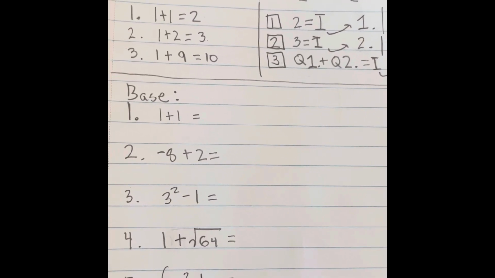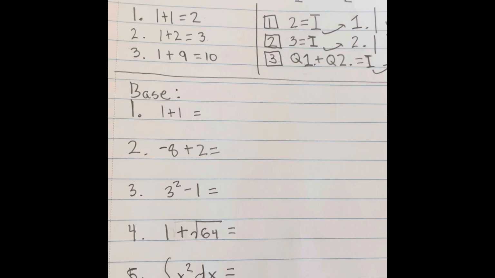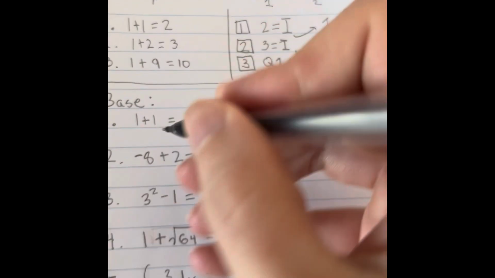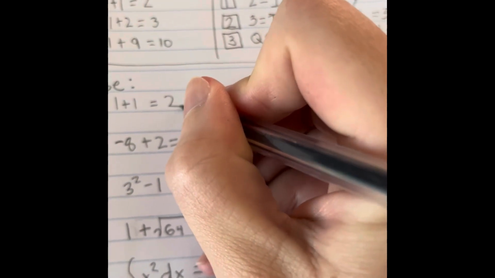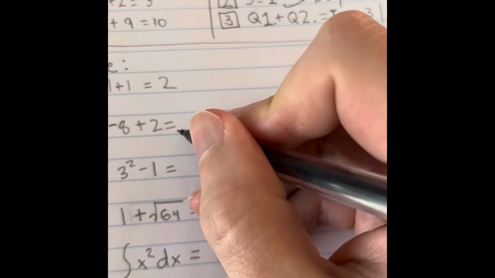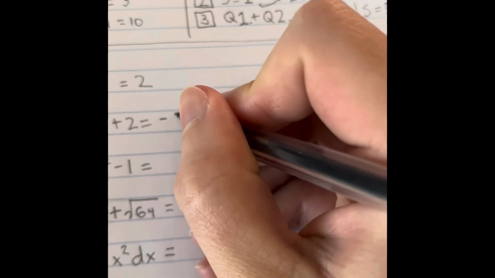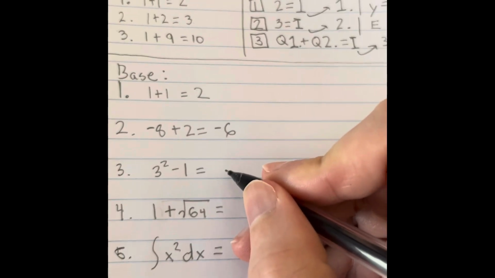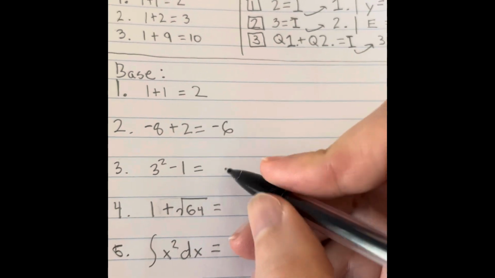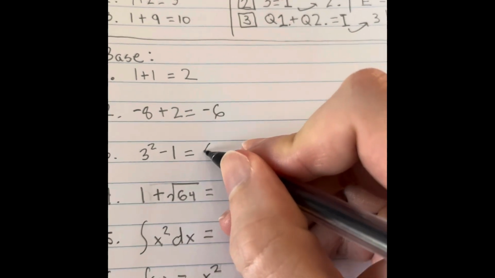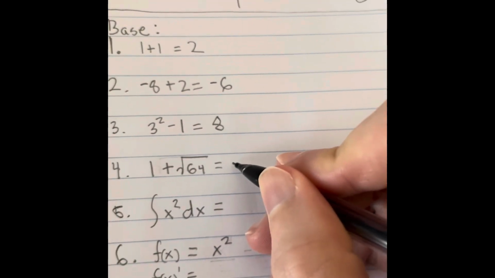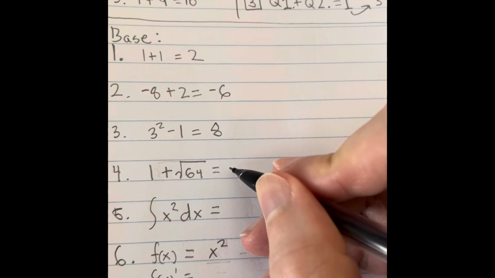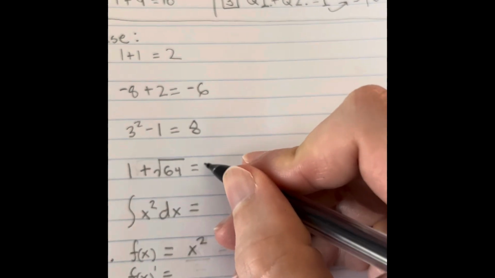Now we will go over the base homework. You can do this by yourself or follow along. So 1 plus 1 is 2. Simple. Negative 8 plus 2 is negative 6. 3 squared minus 1. 3 squared is 9 minus 1 is 8. 1 plus the square root of 64. So that is 1 plus 8. That is 9.